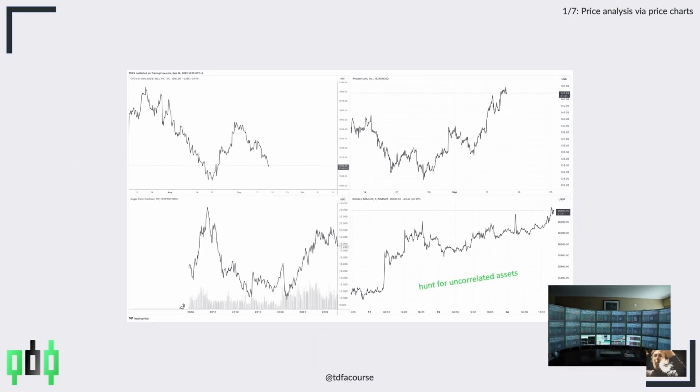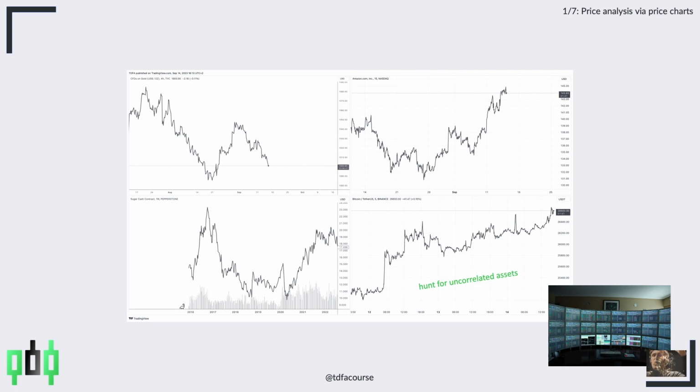We can do so with multiple assets at the same time. For example, Bitcoin, sugar, gold, and Amazon in this case. And you can see the reason for some traders using many screens to do this. Is this necessary? Not really. You can get away with fewer screens than we see in the bottom right.